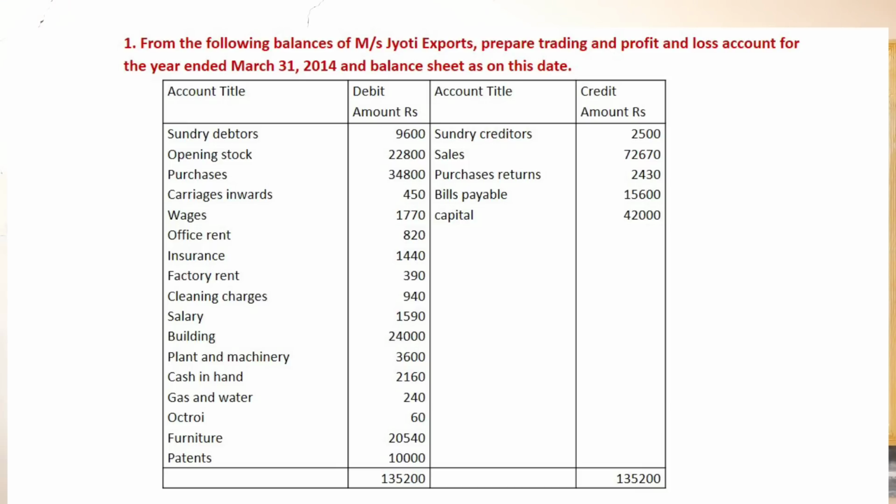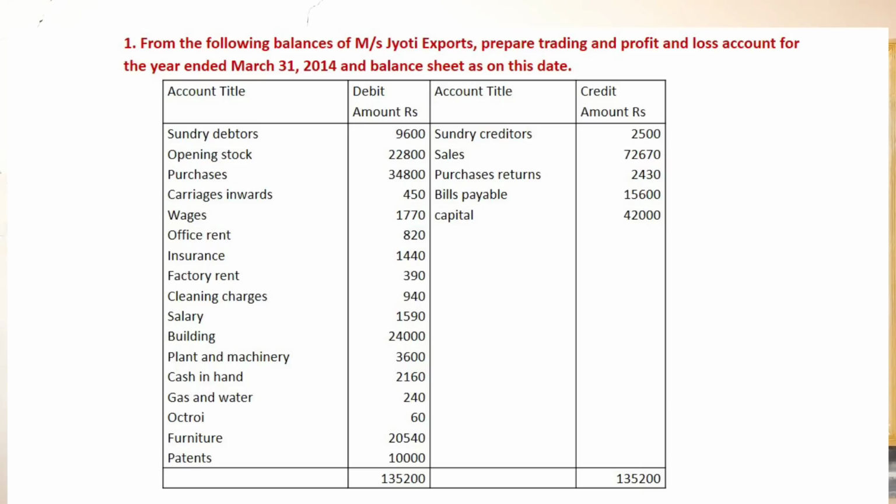First one, sundry debtors 9,600, opening stock 22,800, purchases 34,800, carriage inwards rupees 450, wages rupees 1,770, office rent 820, insurance 1,440, factory rent 390, cleaning charges rupees 940, salary rupees 1,590, building worth rupees 24,000, plant and machinery 3,600, cash in hand 2,160, gas and water rupees 240, octroi rupees 60, furniture rupees 20,540 and patents rupees 10,000.